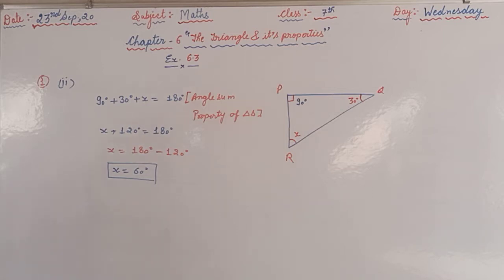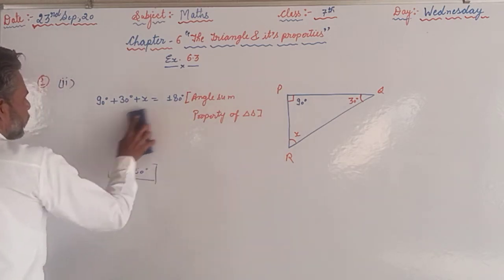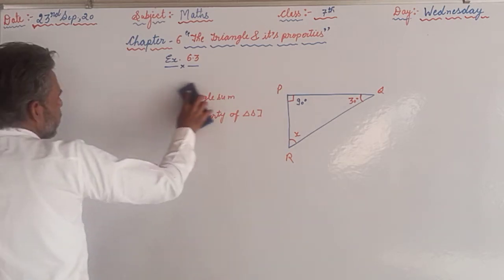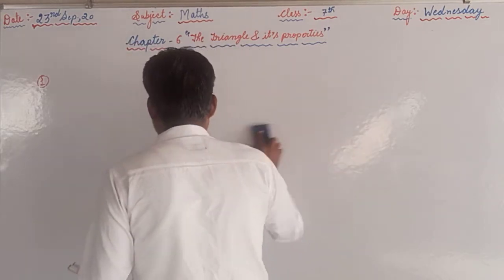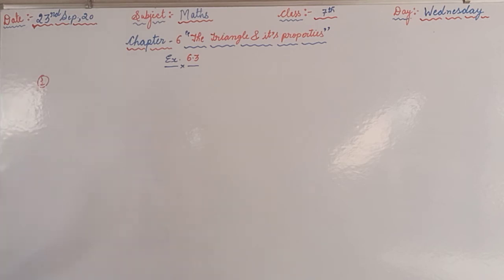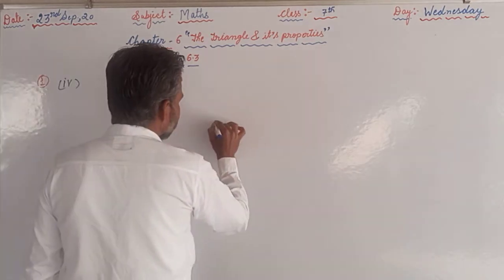In the next part, again two angles are given, 110 and 30 degree. Again we have to do the same thing. In the fourth part, one angle is given, so we are supposed to see how to solve that question, question number 1 part 4. In the fourth part, the diagram is given like this.